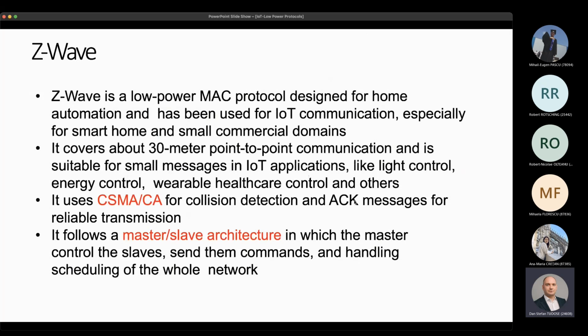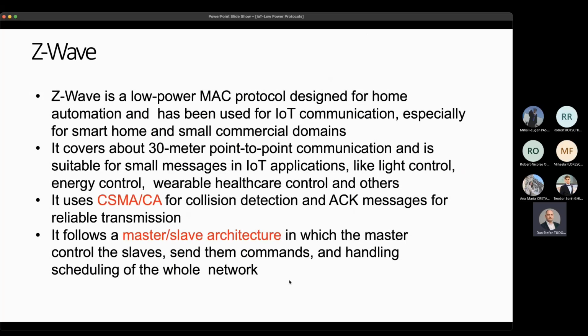So you don't have a lot of bandwidth available. It uses CSMA/CA as a collision detection and connection scheme. And it has a master-slave architecture, very similar to what's happening in Bluetooth and ZigBee. The master device controls the slave devices. It sends the commands and handles scheduling of the whole network.